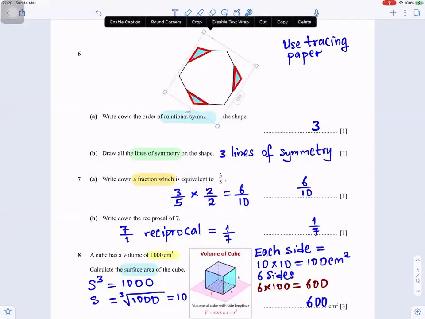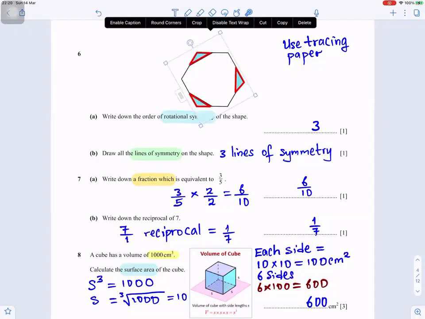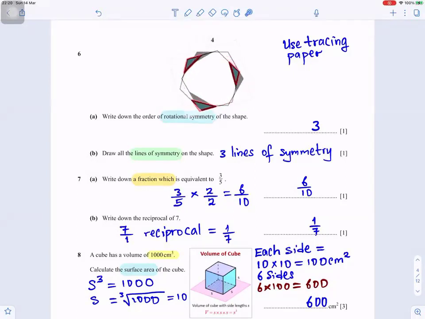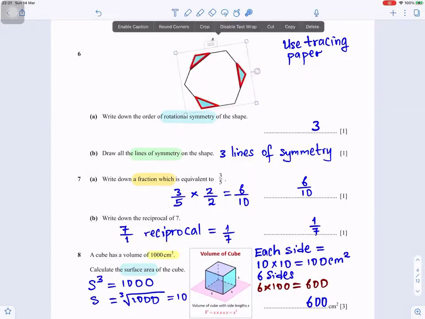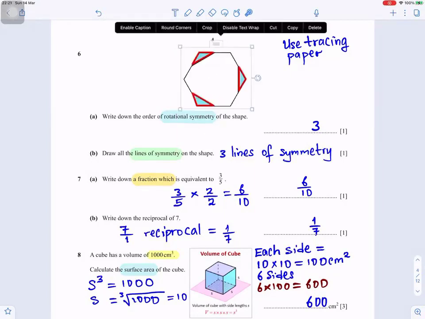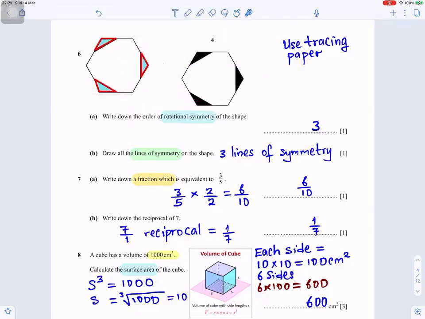That's the first time, the second time, and then the third time it still fits. So when you do that, it would fit on it 3 times and you'll get the same shape. So that's what you will do, and you will use a tracing paper. That's why I showed that animation there for you to see.